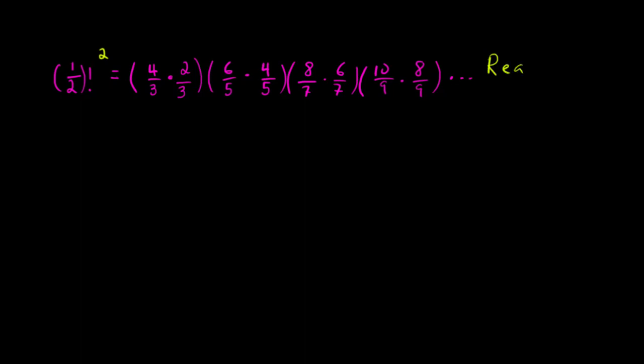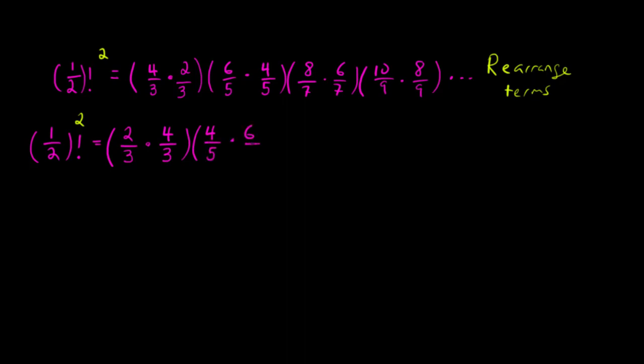And then I'm going to do a very simple rearrangement. I'm just going to flip around each of those terms in the parentheses. So I'm going to get 1/2 factorial squared equals 2/3 times 4/3. I just flip those around, times 4/5 times 6 over 5, times 6 over 7 times 8 over 7, times 8 over 9, times 10 over 9. And now we have a really beautiful pattern emerging here.